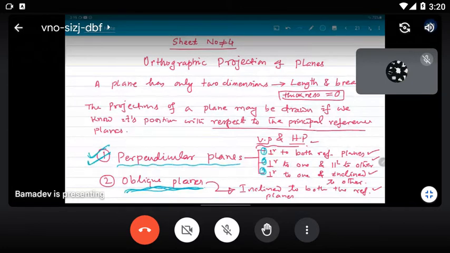Have you noted down these categories? Yes, sir. Okay.